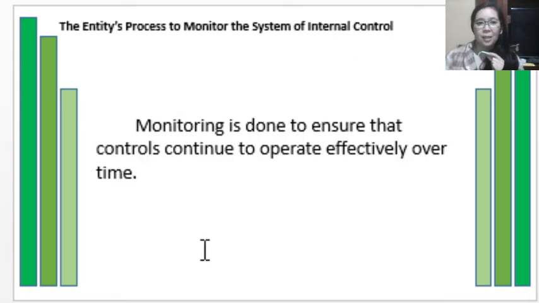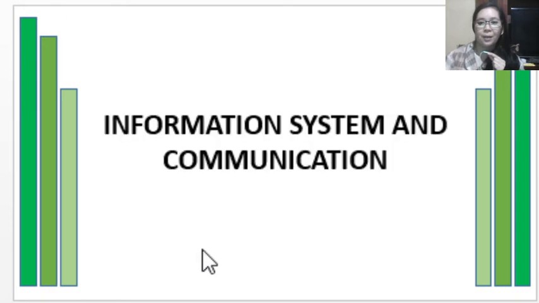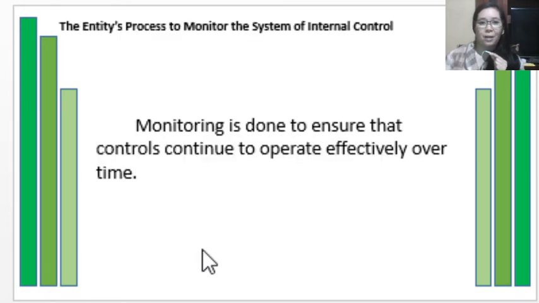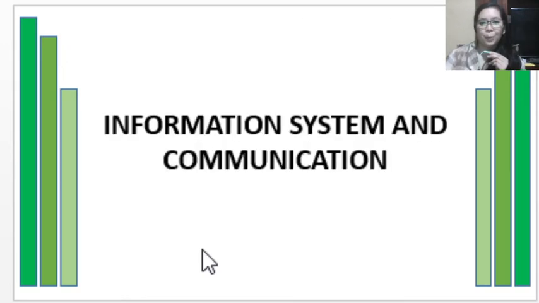Monitoring is done to ensure that controls continue to operate effectively over time, or if they need to be changed, or if remedial actions are needed. So those are for monitoring. Again, the point here is to make sure that the system of internal control that is implemented is effectively followed by the entity. So we will continue with the information system and communication. This is the next element in the system of internal control.